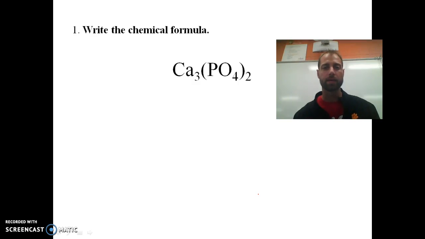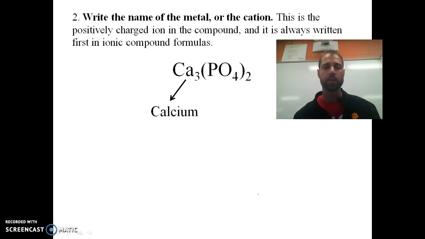Again, we write the chemical formula: Ca3PO4. Next, we write the name of the metal or the cation. Again, the metal or the cation we also refer to as a boy. It comes first and is positively charged. Ca stands for calcium.